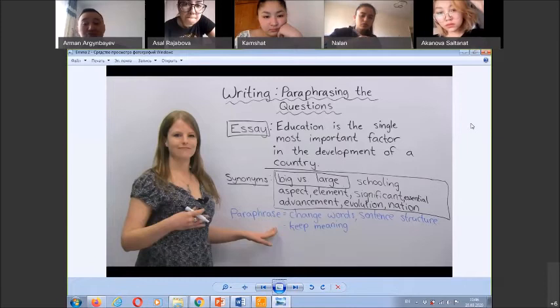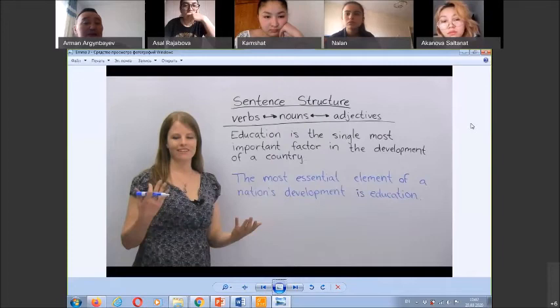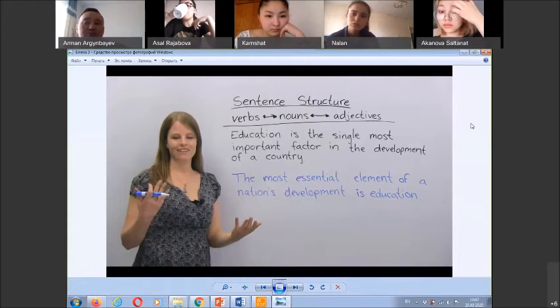So she has all the words here, and what we would have might be like, schooling is the most significant aspect in the advancement of the nation. And so she paraphrases the task itself. Another technique that Emma recommends is that you can change the form of the words. So verbs might become nouns or adjectives, and vice versa, yeah?